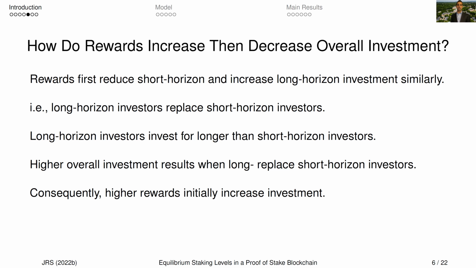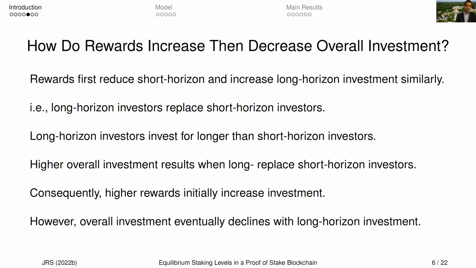One-to-one substitution of long horizon investors for short horizon investors actually does push up overall investment. It does push up market values. And so that means that initially, when you increase rewards from zero, you actually do get higher overall investment and therefore higher overall security on the proof of stake blockchain.